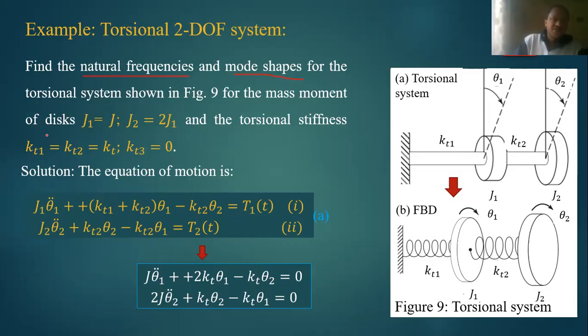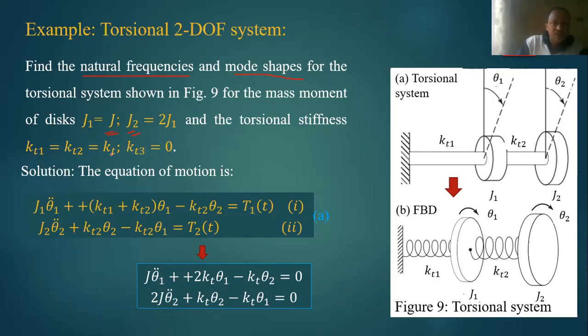For that, the mass moments of the disks are given. For disk 1, J1 is equal to J. For disk 2, J2 is equal to 2 J1, meaning it is 2 times J simply. So for that, we took the general equation like this, just substituting the given conditions.